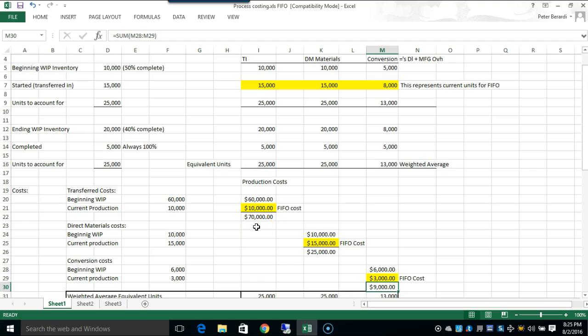Now, for weighted average purposes, you're going to use your weighted average equivalent units, and the costs that you're going to use to determine your cost per equivalent unit are going to be the totals right here. These are your weighted average. And I'll designate that right here as WA for weighted average.